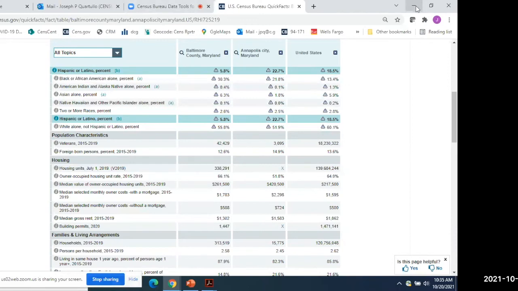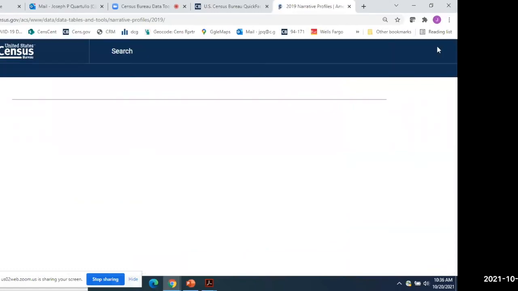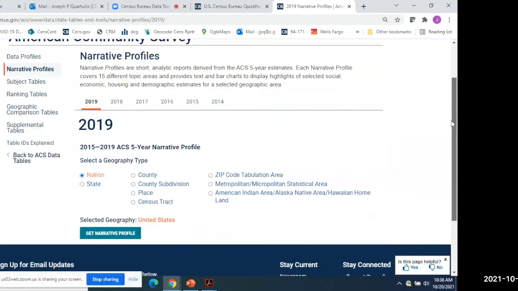The second tool I wanted to show you is called the ACS Narrative Profiles. And this, I think, is good for reporters because it gives you that same data we were looking at, but it gives it to you in a narrative form. So you could easily copy and paste the paragraph, and you don't have to analyze the data. You could just take it right out of the paragraph. So let me show you what I mean on this one.